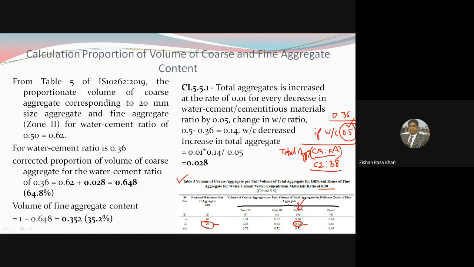ठीक है, कैसे एडजस्टमेंट करेंगे? इसके लिए देखिए क्लॉज 5.5.1 में डिफाइन किया है। Total aggregate is increased at the rate of 0.01 for every decrease in water cement ratio by 0.05. ओके, तो देखिए हमारा वाटर सीमेंट रेशियो कितना डिक्रीज किया है?